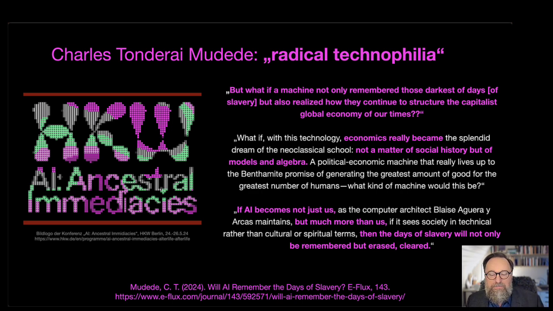A political economic machine that really lives up to the Benthamite promise of generating the greatest amount of good for the greatest number of humans. What kind of machine would this be, he asks. Benthamian, there was this philosopher, British philosopher in the 18th, 19th century who is famous for the utilitarian approach, the greatest amount of good to the greatest number of humans. So it's radical enlightenment, if you want. What kind of machine would that be that takes this into account and would be really abstract, really number focused, and then forget about all these cultural aspects, he asked.